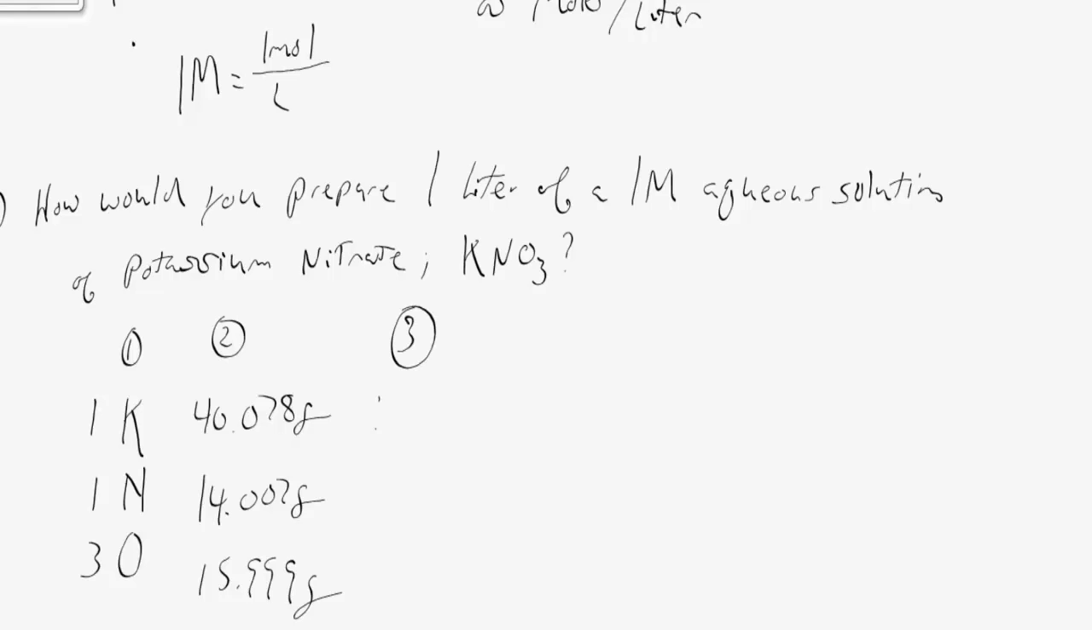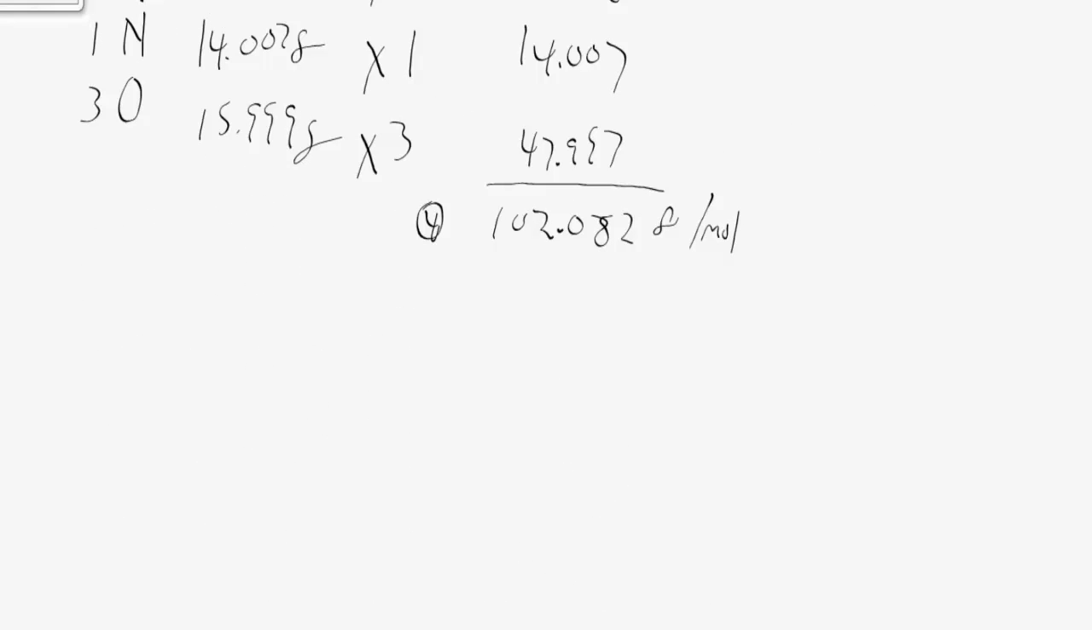So then our third thing is to carry over how many of each we have, because we're going to multiply by the number of atoms of each element, to come up in this case with 40.078, 14.007, and then 47.997. And for number 4 down here, we're going to sum those up to 102.082 grams per mole. So that gives us the molecular weight of potassium nitrate in grams per mole.